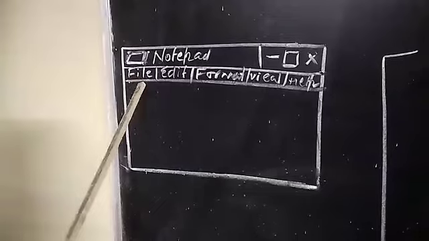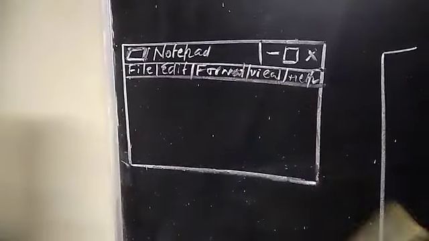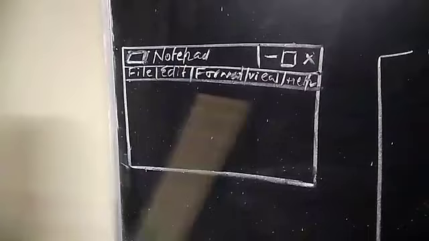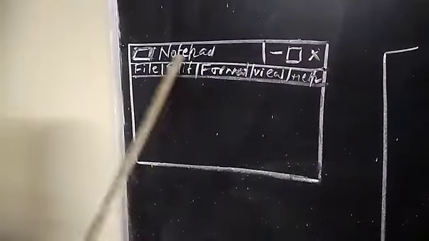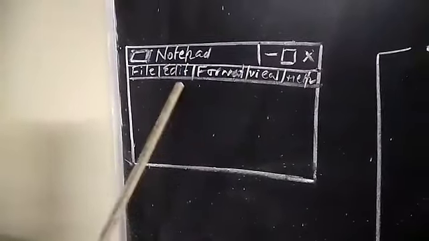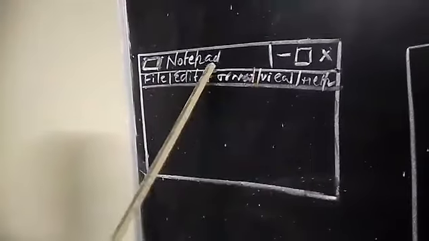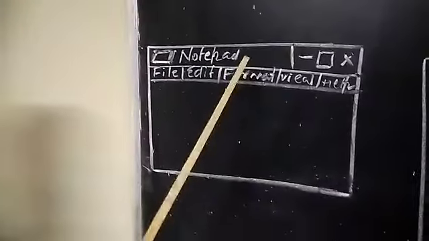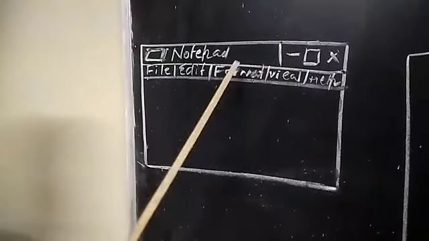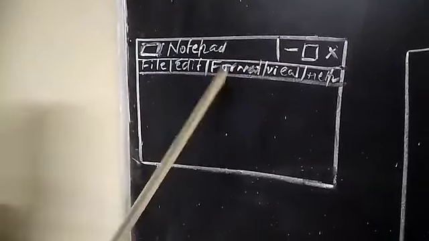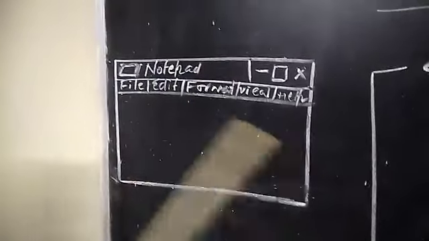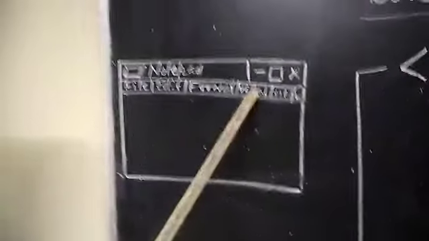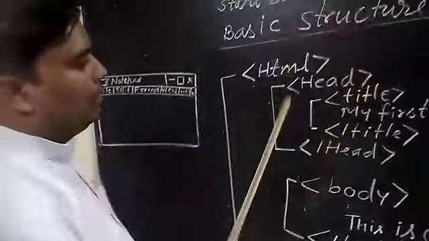Inside File we can create a new file, save the program we are making, close, print, etc. Inside Edit, if we already made a program, then we can edit it. In the Format option, on clicking it, we can increase the size of the font and change the color of the font we are writing. Here we can view what we have written. Here is the Help option.